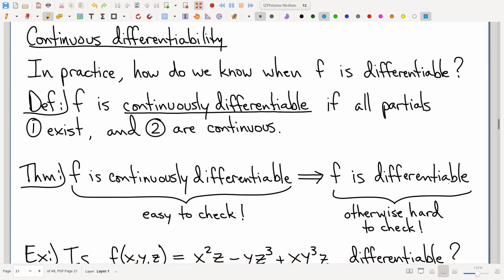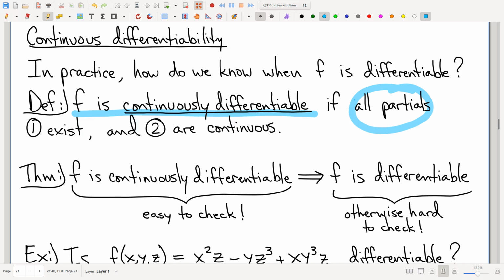Now, semantically, you would think that this would be an obvious refinement of differentiability. It's not. It's a completely different thing. Continuous differentiability does not make any reference to differentiability in its definition. Here is the definition. Functions continuously differentiable, you tell by looking at all the partials. Partial derivatives are easy to compute.